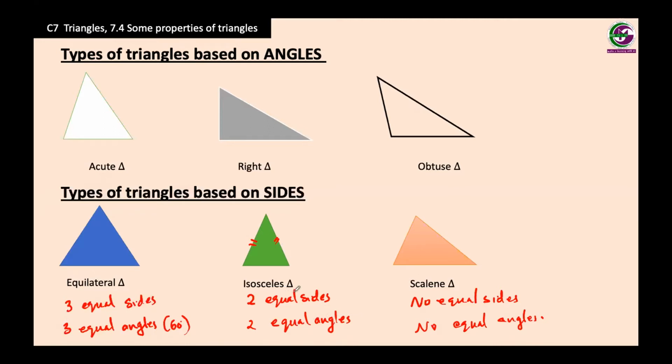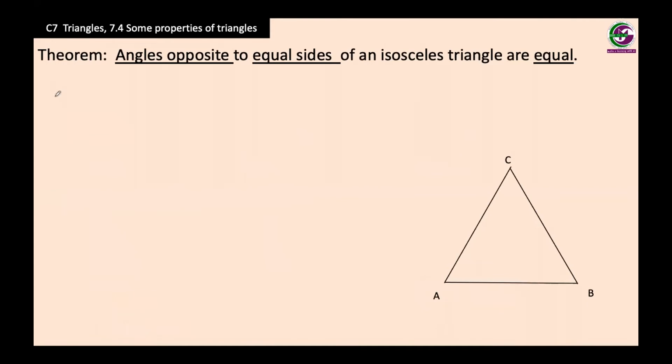Based on this, we have a theorem in this lesson. The theorem says angles opposite to equal sides of an isosceles triangle are equal. Isosceles triangle means it will have two equal sides. To the side CA, B is the opposite angle, and to the side CB, A is the opposite angle. So they say that if you have an isosceles triangle, then the angles which are opposite to equal sides are equal. Let us see how to prove this one.